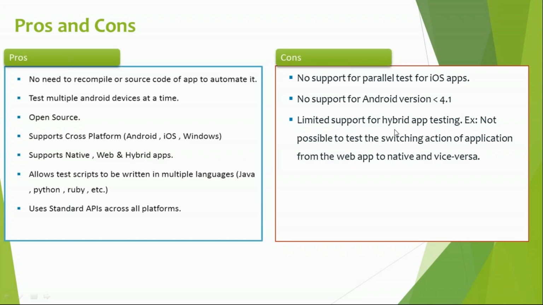Now, there is limited support, not only in iOS but even in Android, for hybrid application testing. For example, it's not possible to test switching between a web view and native view of an application, native to web and vice versa. Let me quote an example: you have booked a product in the Flipkart hybrid application on your mobile device. Now, when you're doing payment and click on net banking, you will automatically get a browser, right?